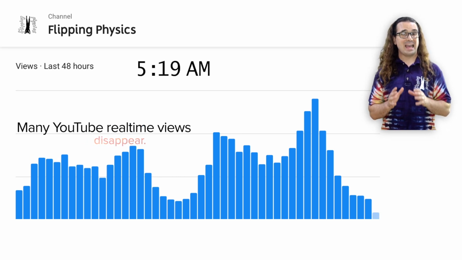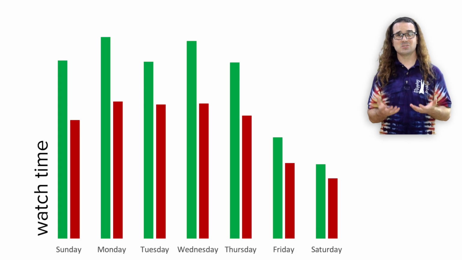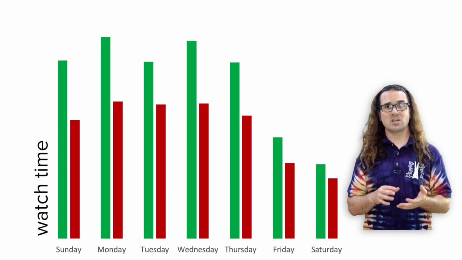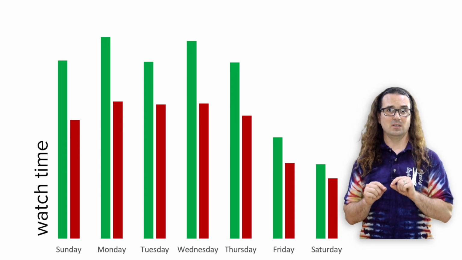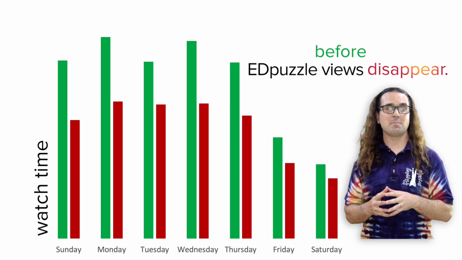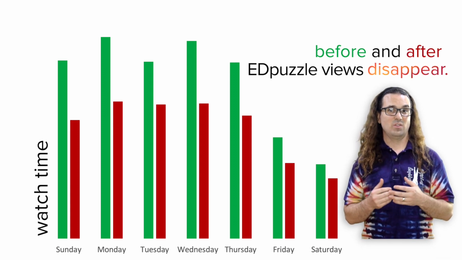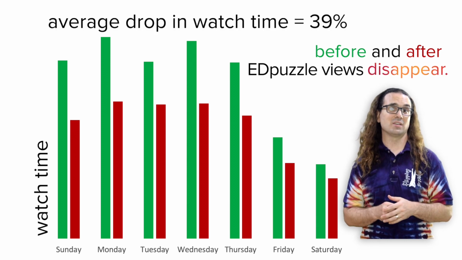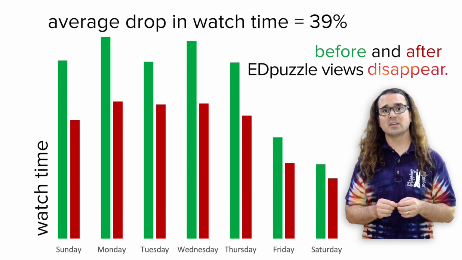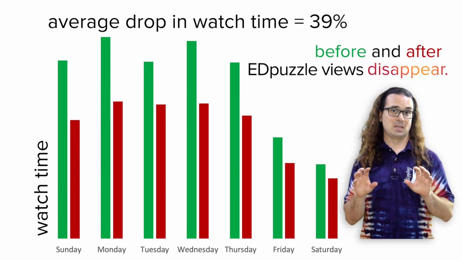This happens every day. I kept track of the watch time on my channel for a full week, and this is what it looks like. The watch time before the EDpuzzle lesson views disappear is in green, and the watch time after the EDpuzzle lesson views disappear is in red. The average drop in watch time for my channel was 39%. 39% of the total time watched on my channel is just disappearing.